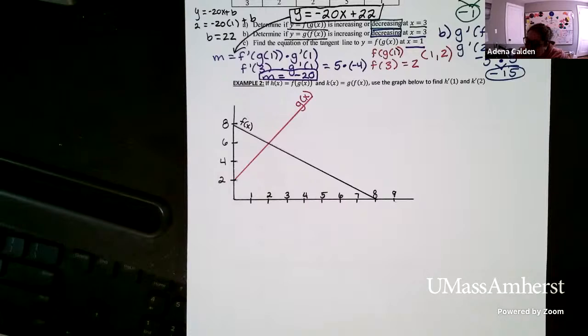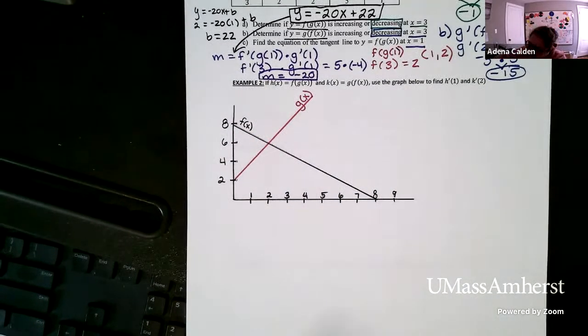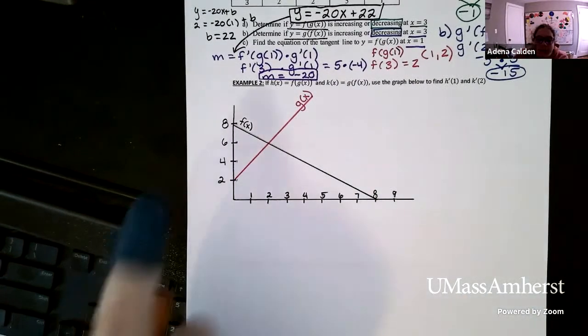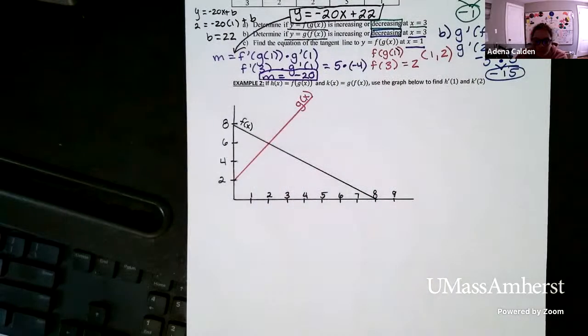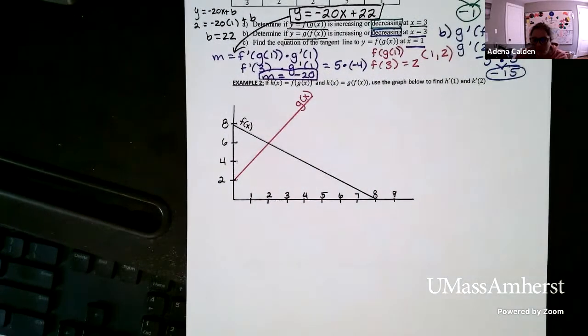So f of x is a linear function with a downward slope. G of x is a linear function with an upward slope. So we're told here that h of x is f of g of x, and that k of x is g of f of x. So these are the two ways we can compose these two functions. And we want to use these graphs to find h prime of 1 and k prime of 2.